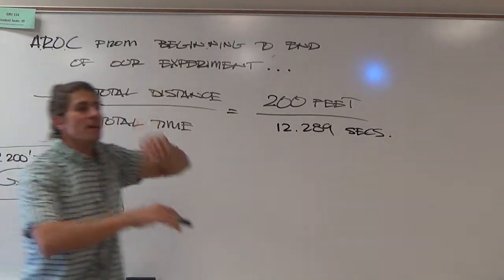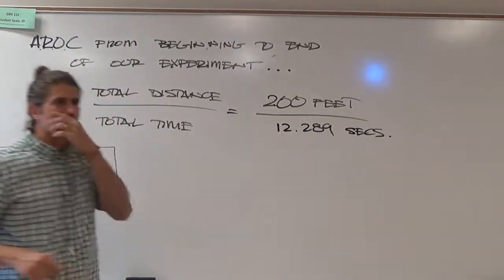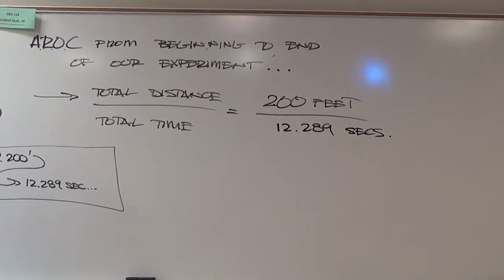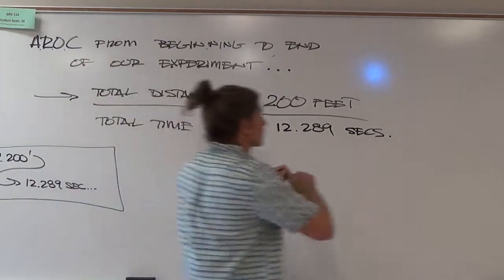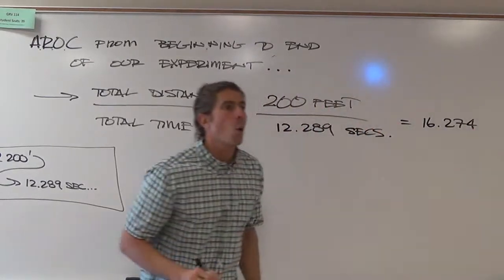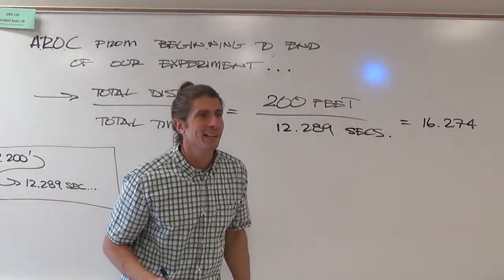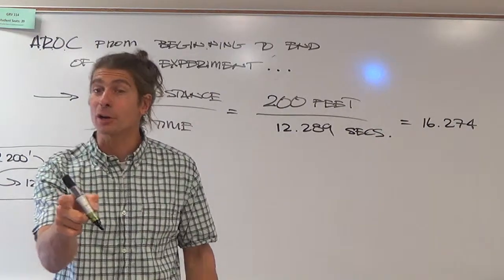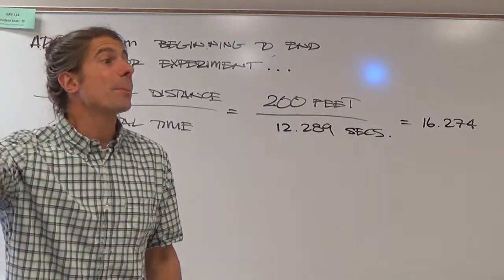Give me a quick division. What is that divided by that to 3 decimals, if you would? 16.274, thank you. 16.274, what? Miles an hour? Careful, it will be there if we do the conversion. It is feet per second.